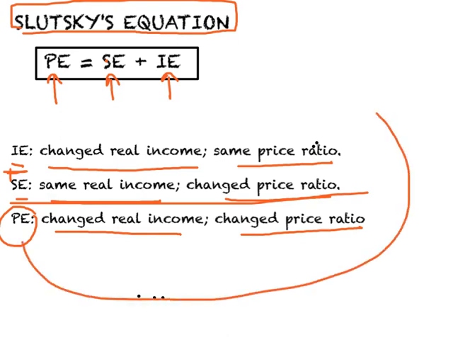So in a way, this is an intuitive proof of Slutsky's equation. Once again, price effect can be broken down into substitution and income effects, or in other words, the sum of substitution and income effect equals the price effect.